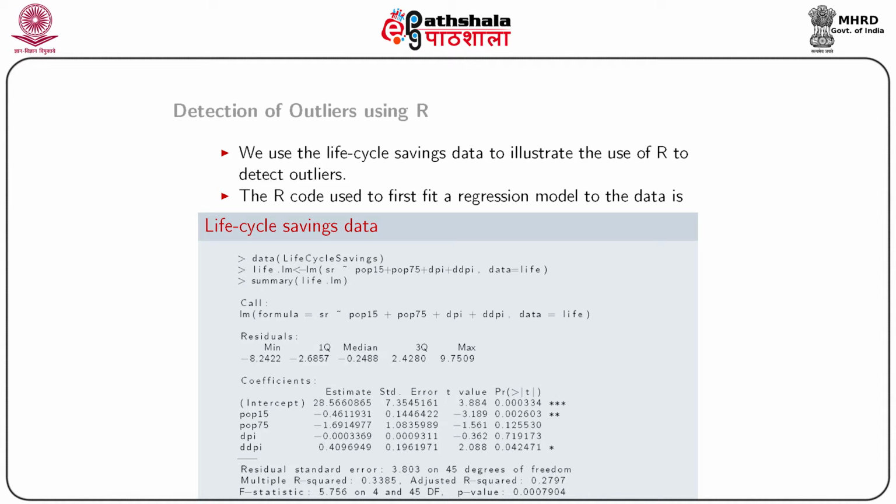And here the R output is also presented, which contains the estimates of the parameters corresponding to each explanatory variable. We have their standard errors and the corresponding p-values. And the p-values suggest that out of the 4 explanatory variables, population 15, population 75, DPI and DDPI, only population 15 is significant at 0.01 level of significance.